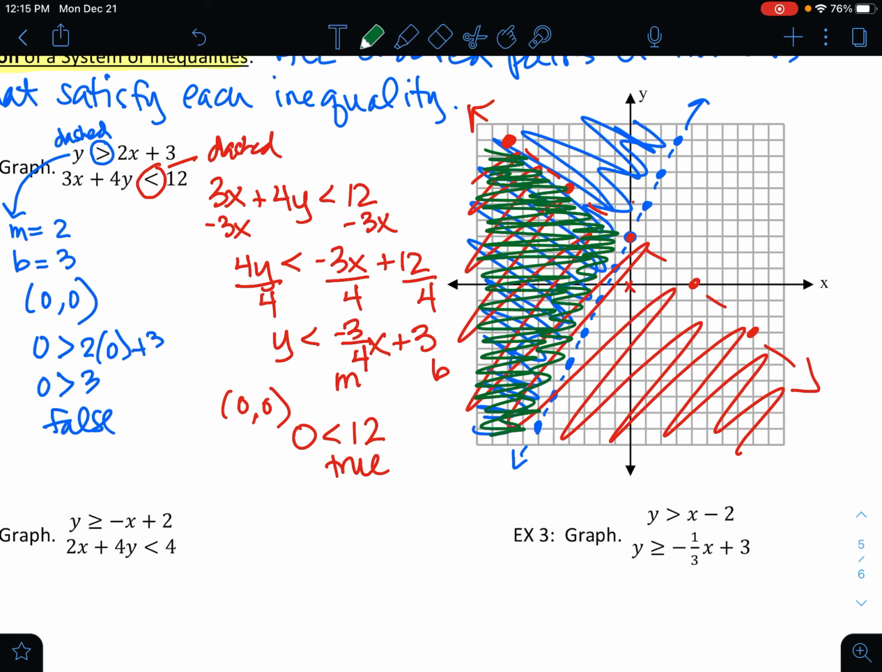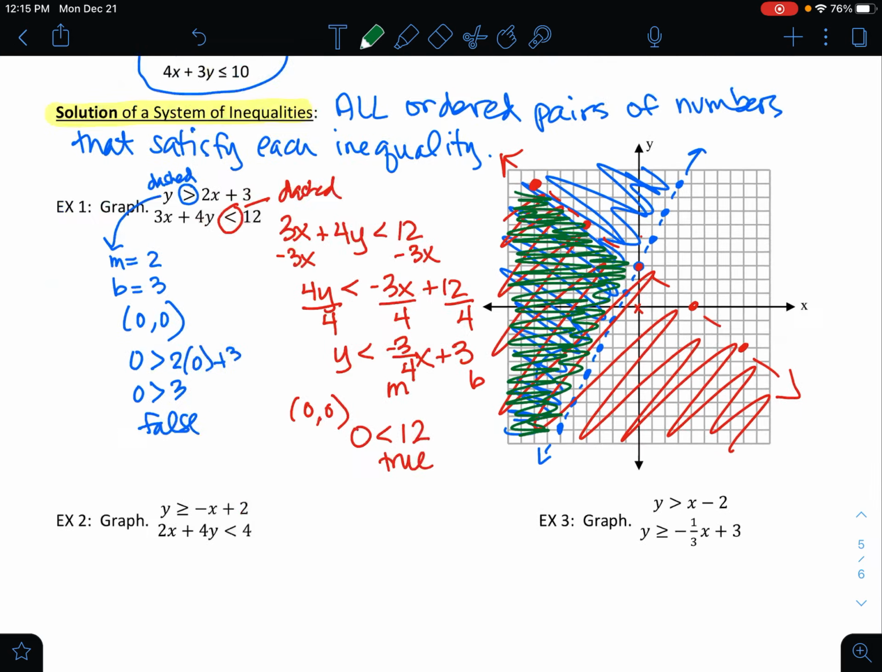So what that means is any ordered pair in that double shaded area is a solution. If it's not in that double shaded area, it's not considered a solution. Okay, so we're looking for basically a double shaded area.